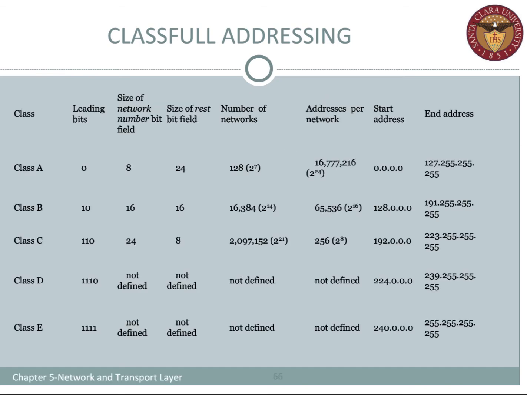Networks are categorized into different classes, labeled A through E. Class A networks can connect millions of devices. Class B networks and Class C networks are progressively smaller in size. Let's break down how these classes affect IP address construction.